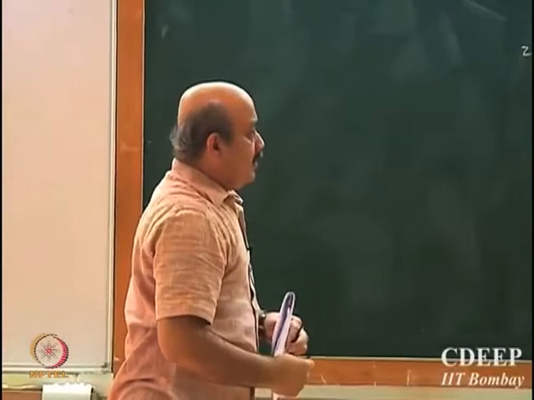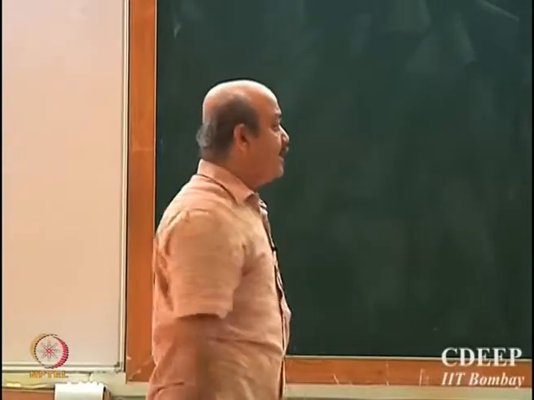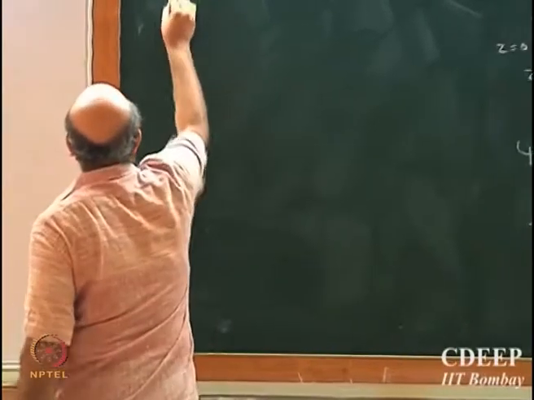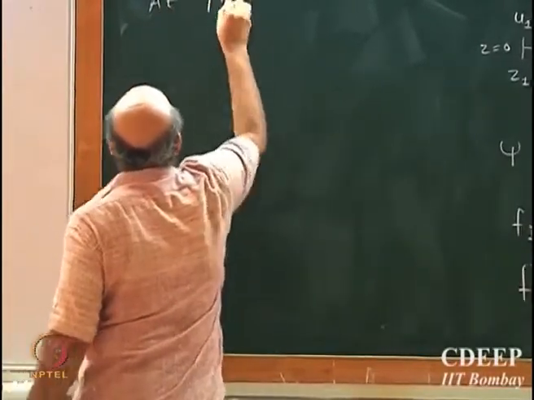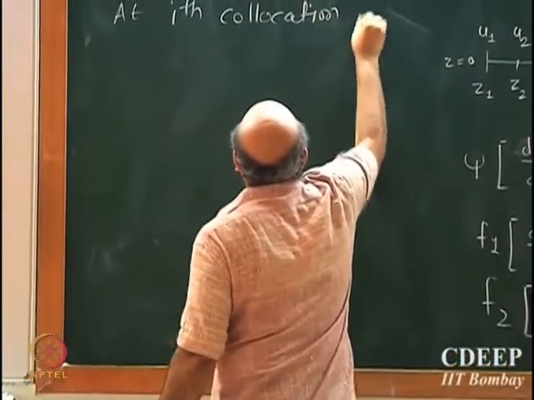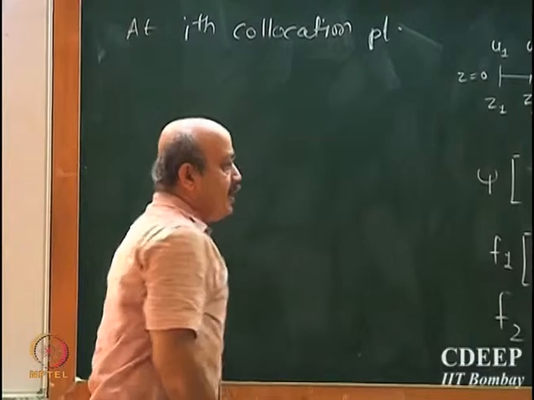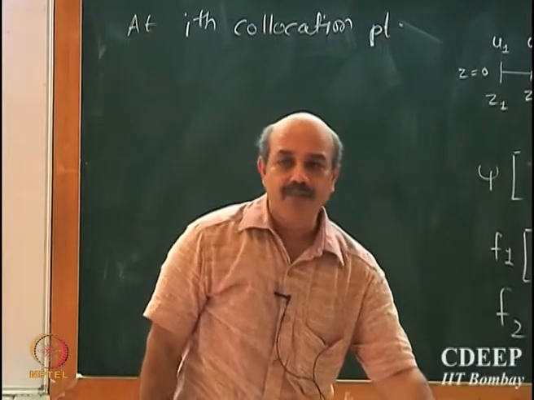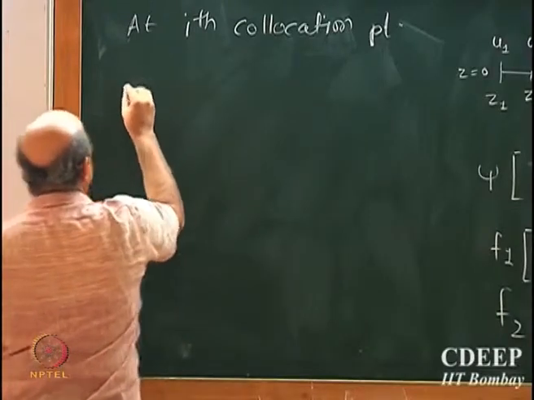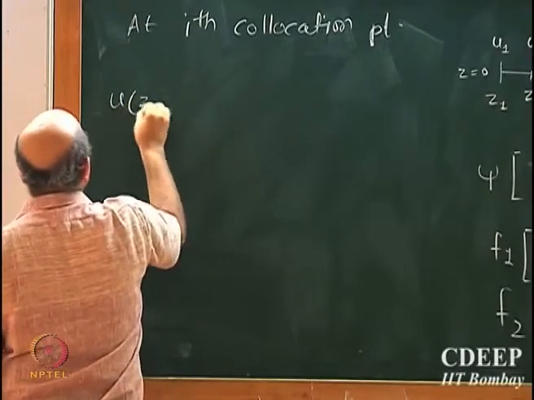Okay, now let's come to the ith collocation point. At the ith collocation point, what is the approximate solution? U of z_i.